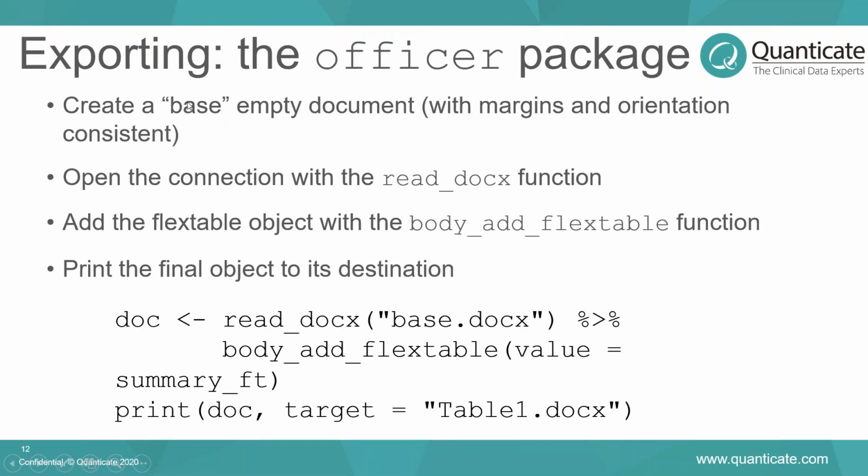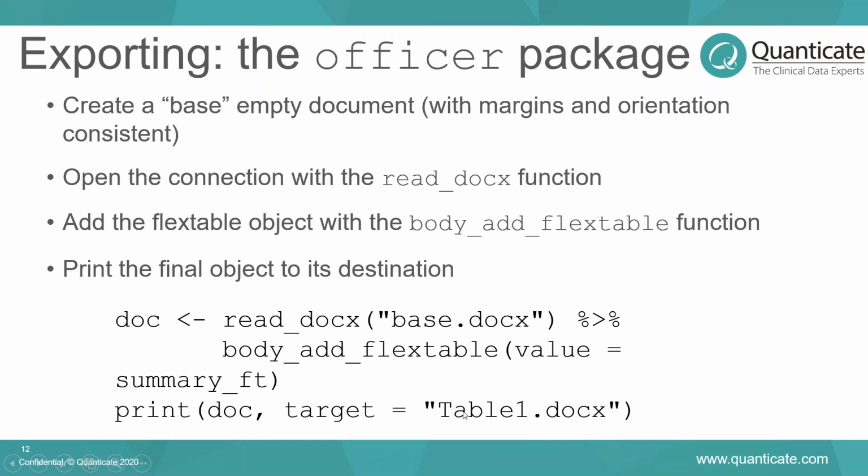So we need to have a base document, an empty Word document, for instance, which is oriented the way we want it to be oriented. So with, let's say, landscape orientation and narrow margins. Then we use the read_docx function with the name of the base empty document to open the connection to that document. Then with body_add_flextable and the value equals the flex table object we want to add, we explicitly say add this flex table to this document, and then we print it. We print it to a document.